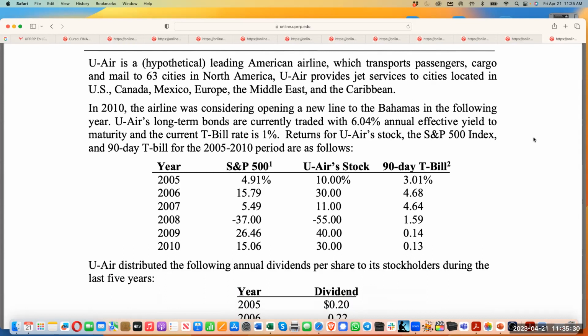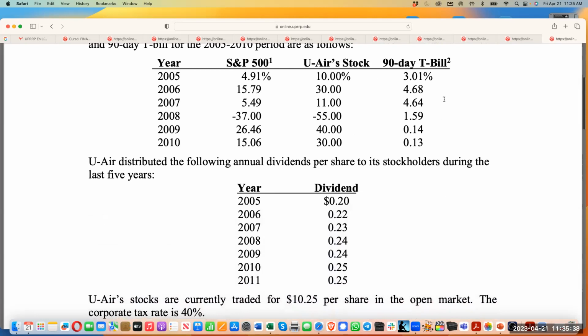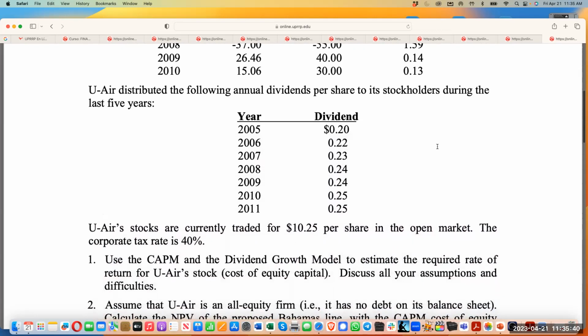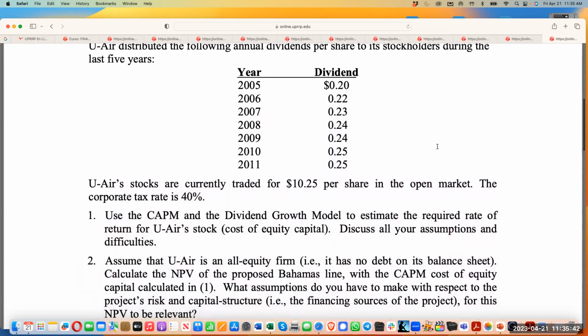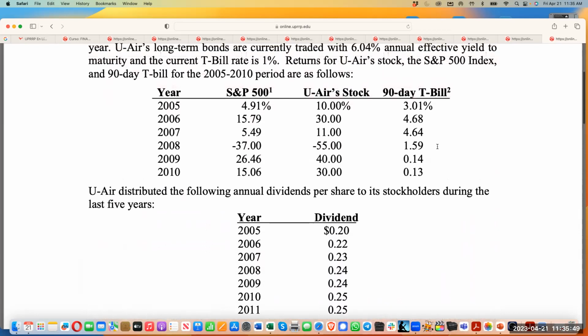So unit 5 is focused on return. This is the information I actually gathered. Some of it is historical information, so that we can eventually calculate the required rate of return for UAir. And I make different assumptions in this case so that we can do that. So that's what we're going to solve for unit 5.